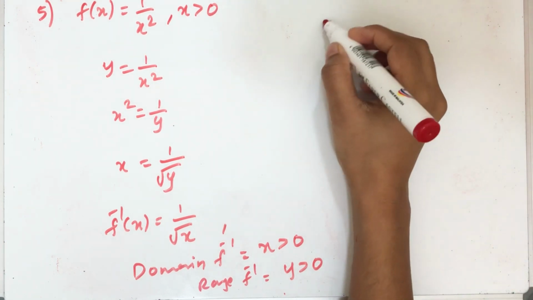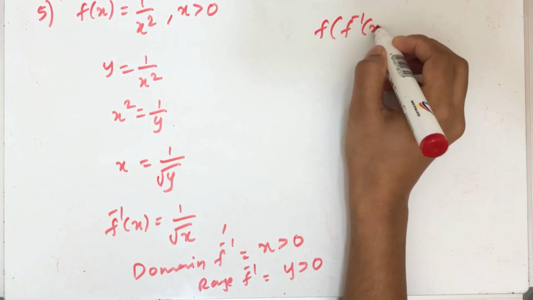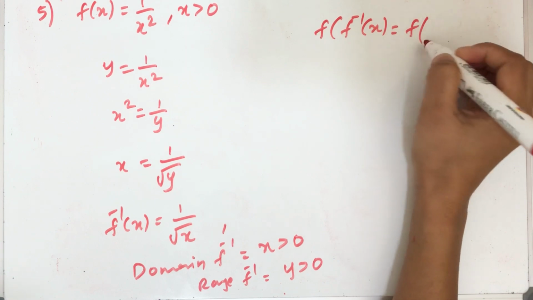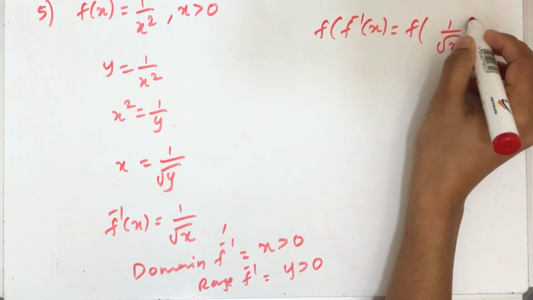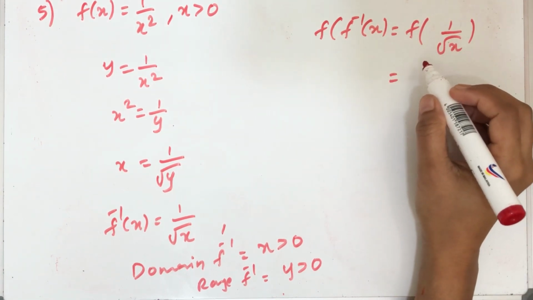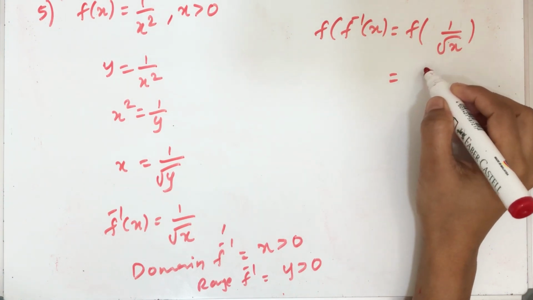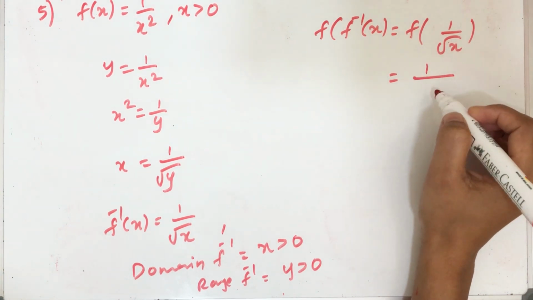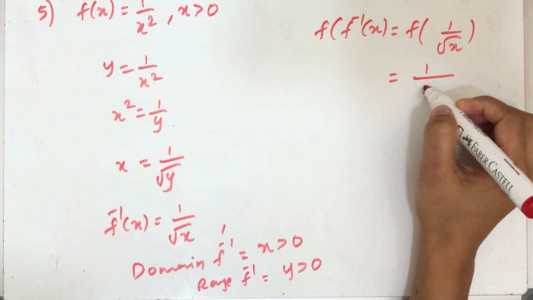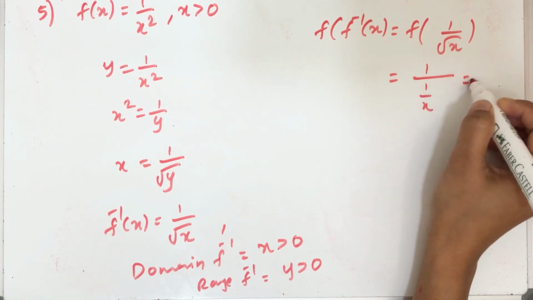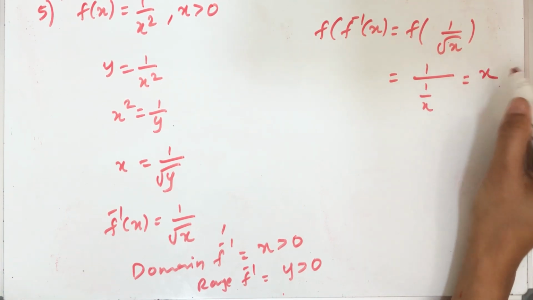Now we can check f of f inverse of x is equal to f of 1 by root x. This is equal to, f of x is 1 by x square. So f of 1 by root x is 1 by (root x) square, that is 1 by x. This is equal to 1 into x by 1, that is x.